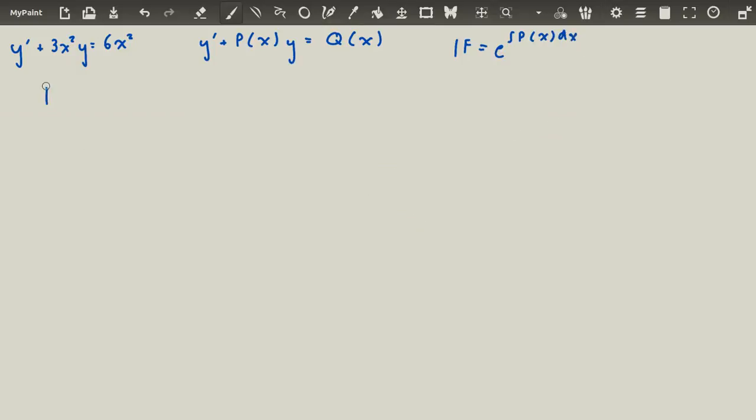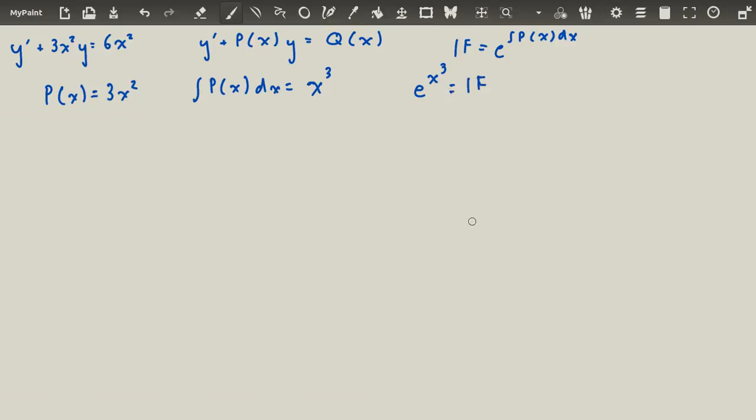In our case, p of x is equal to 3x squared, and the integral of p of x dx is equal to just x to the 3. We don't need to worry about a constant c term for the integrating factor. You will need to worry about that further down the line. So the integrating factor is just e to the x cubed. So that's how that works right there.